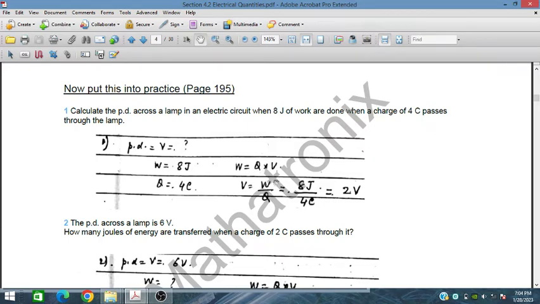So this is 8 joules and this is 4 coulombs. So on division we have 2 volts. So this potential difference applied across the lamp is 2 volts. This is very important.